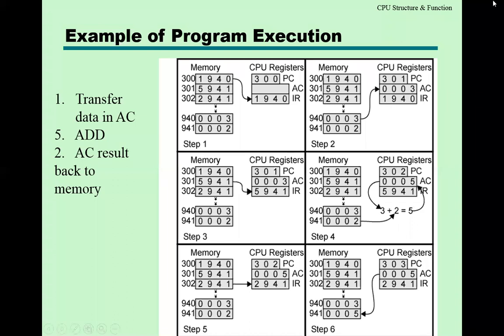Hello, am I audible? Yes, sir. Okay. So at the accumulator, this data is loaded, then the PC is incremented by 1, to 301. At 301 there is another instruction, that is 5941. So this instruction will be loaded into the IR. Okay. Now you continue from this point.